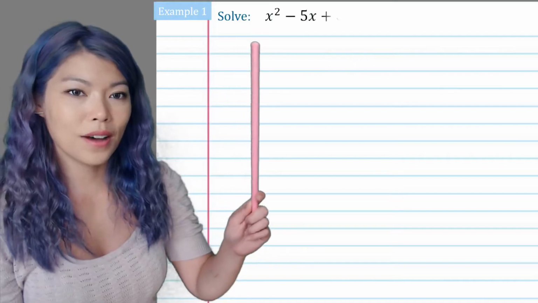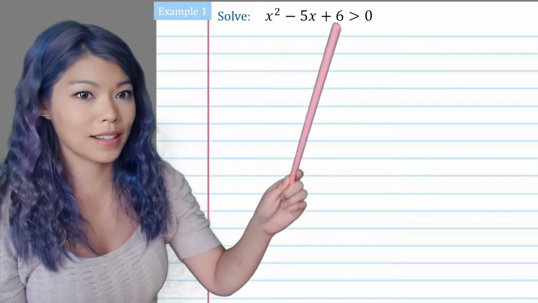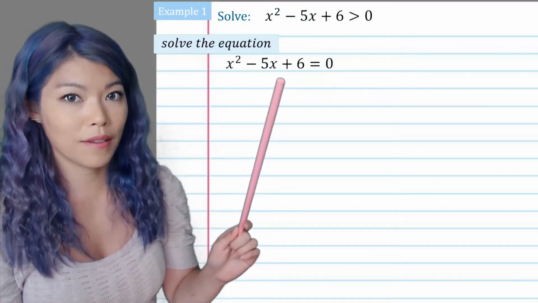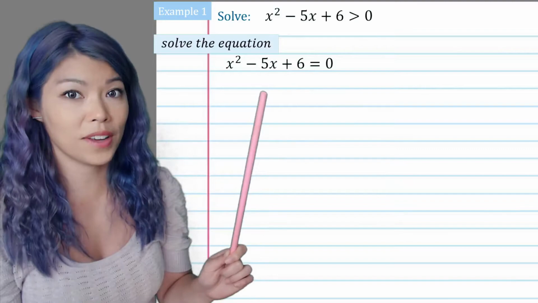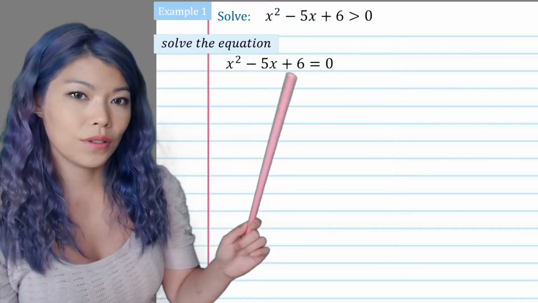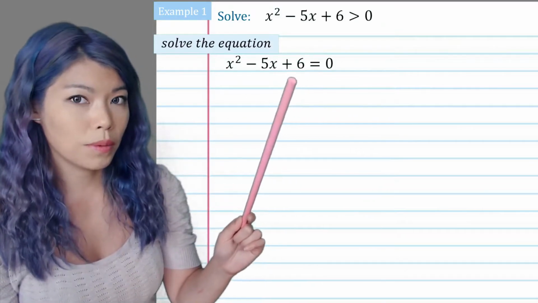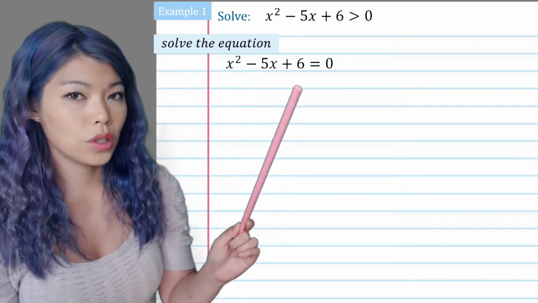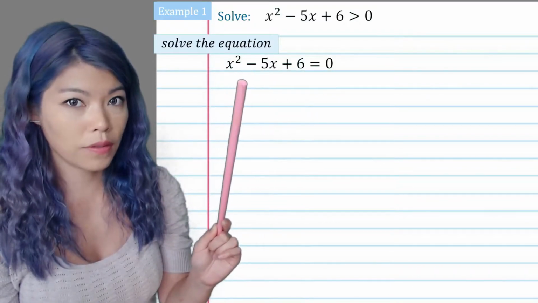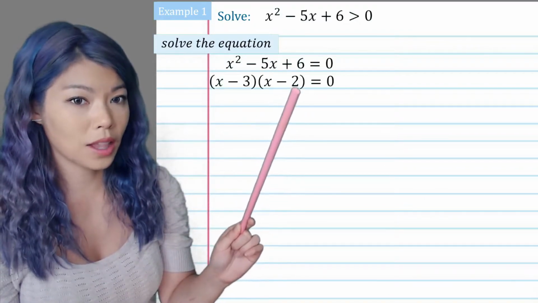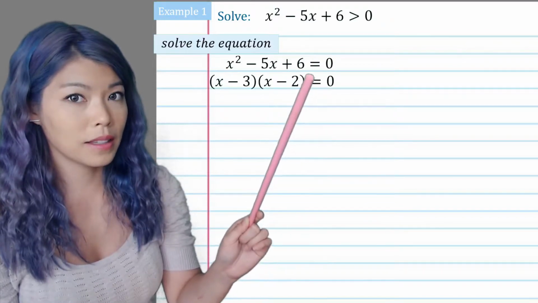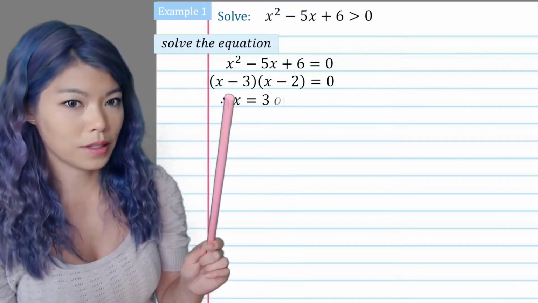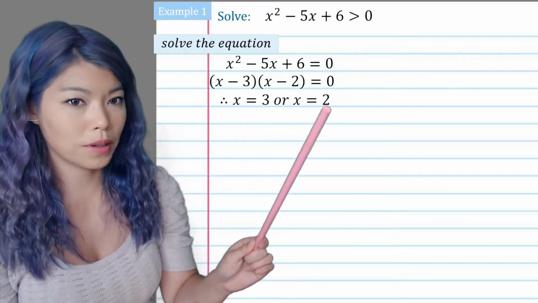Example 1. Solve x squared minus 5x plus 6 is greater than 0. Now we know how to solve the equation x squared minus 5x plus 6 equal to 0, so let's do that first. To solve this, we have to factorize: what two numbers multiply to give 6 and add to give minus 5? 2 times 3 is 6, but doesn't give minus 5. So we'll do minus 2 and minus 3, because minus and minus multiply gives a positive value. So now x is equal to positive 3 and x is equal to positive 2.